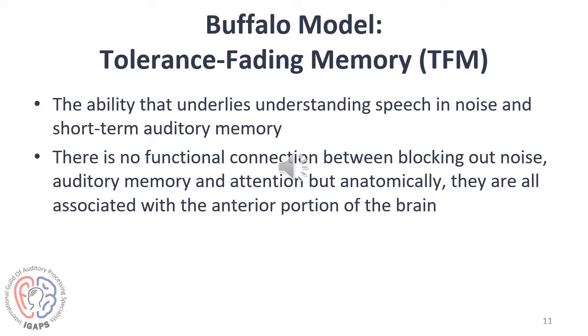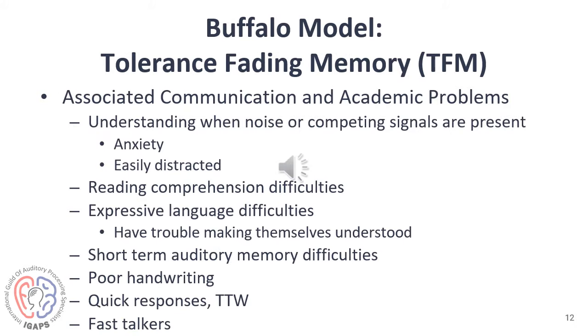The second category in the Buffalo model is tolerance fading memory. This category is related to extracting speech from background noise, noise tolerance, and short-term auditory memory. Individuals with disordered TFM are easily distracted by noise and show inattentiveness. In some cases, they become anxious about the noise.